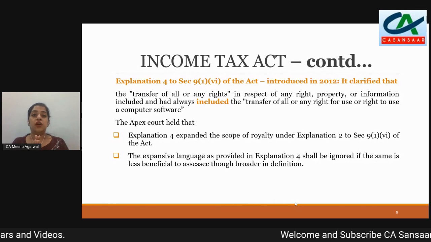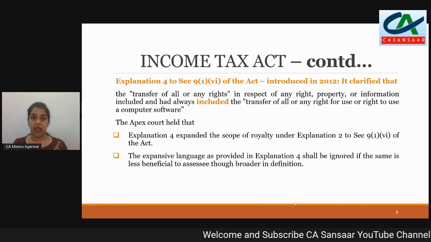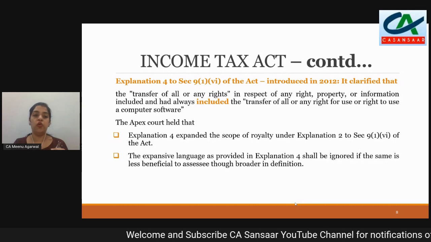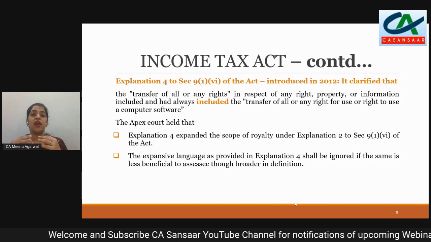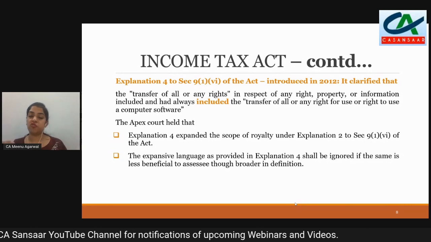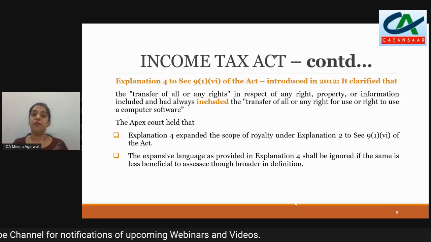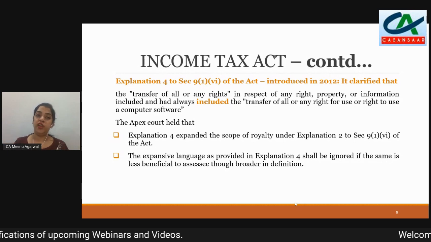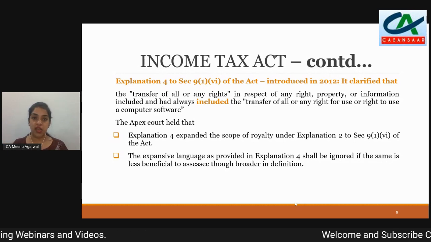So the Supreme Court concluded by saying that Explanation 4, being an expansion of the word or the scope of royalty, can be made applicable only from 2012 and not from 1976.